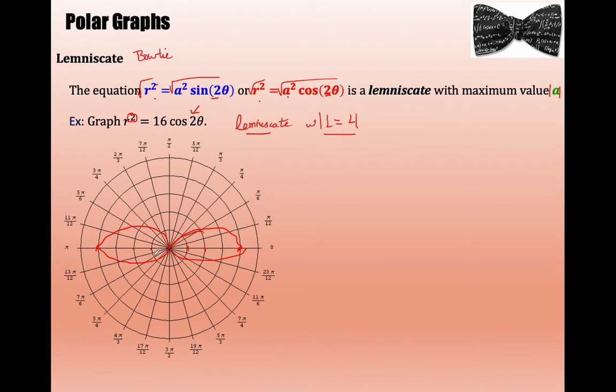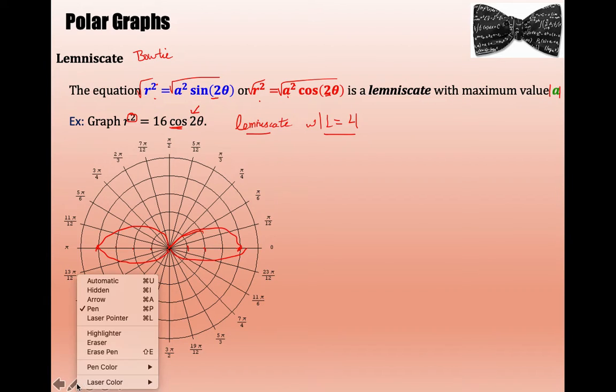Would this be a cosine lemniscate or a sine lemniscate, do you think? I gave you the answer because I graphed the cosine. But what do you think the sine lemniscate would look like? A sine lemniscate would just be oriented the other way.